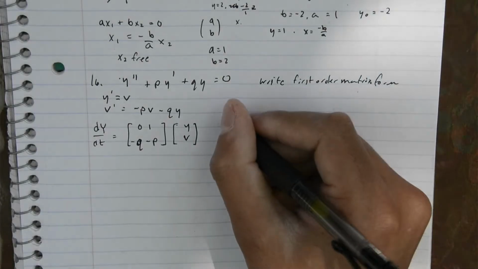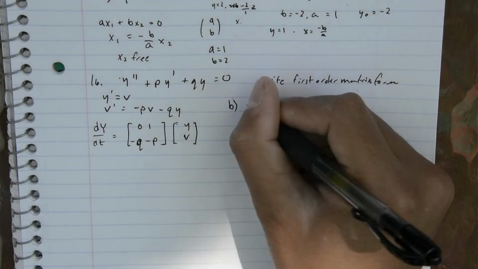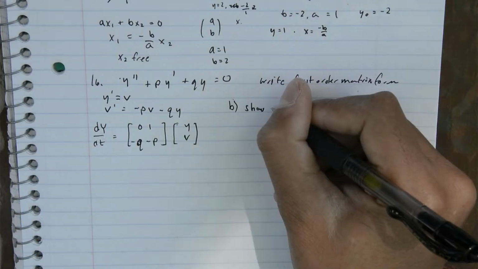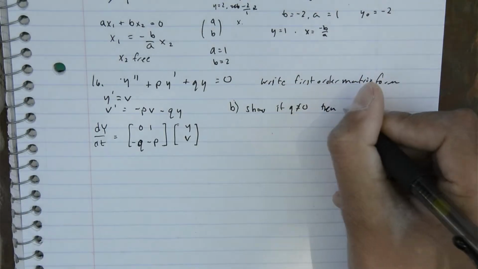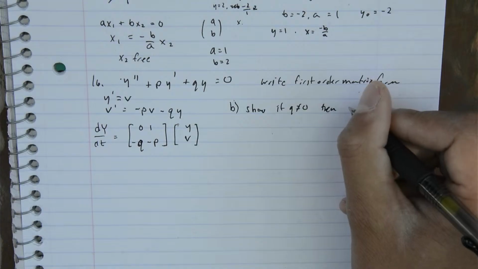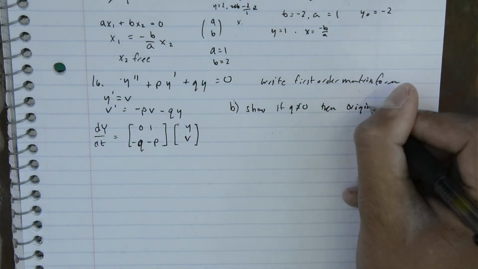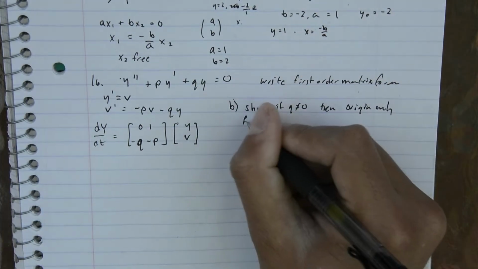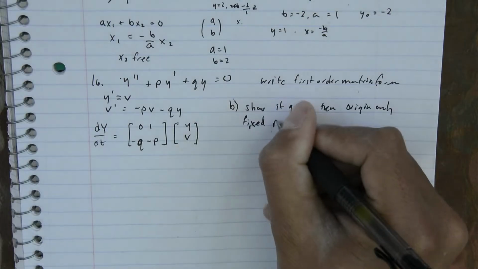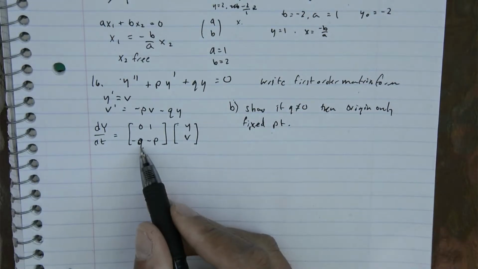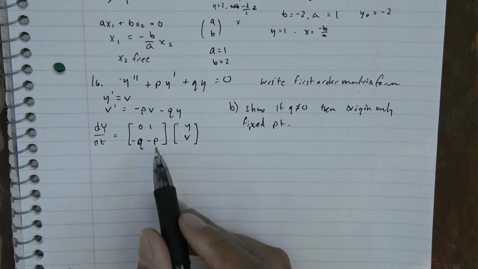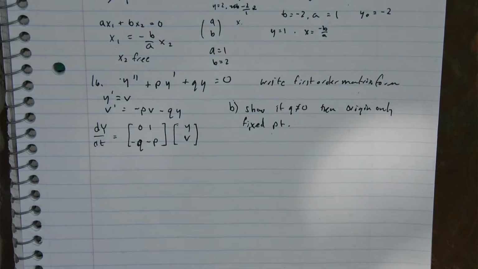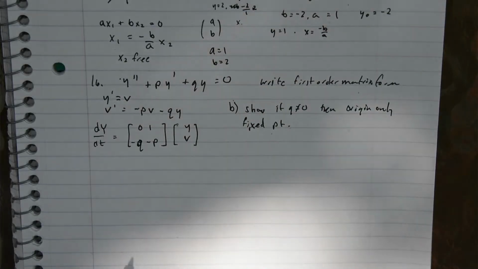Now for part B, show if q is not equal to 0, then the origin is the only fixed point. So this is obvious because if this is non-zero, then you have two independent column vectors, and therefore it spans the space. Show that if q is not equal to 0, then the only solution with y constant.